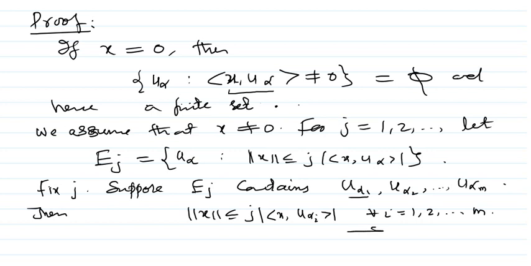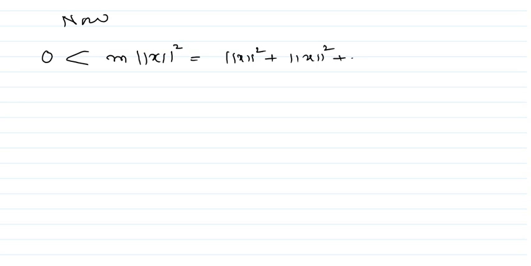So name it 1. Now let's see this. Clearly 0 is less than m times norm x squared, since m is a positive integer. Norm x is also positive, because x is not equal to 0, so both are positive. And this is equal to norm x squared plus norm x squared, m times.